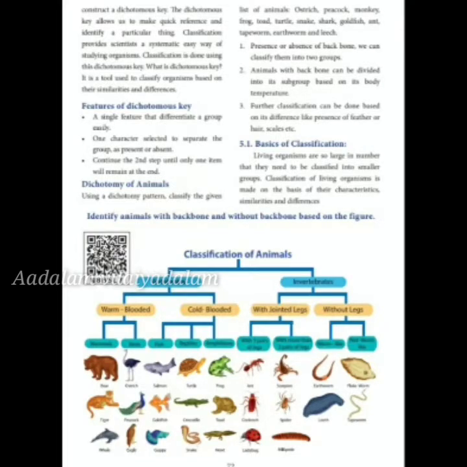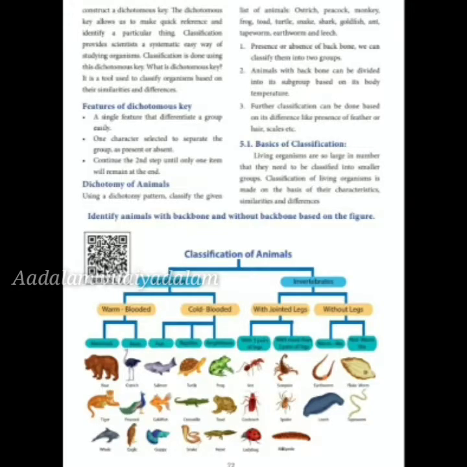Here you can see the classification of animals. How are they classified? Vertebrates and invertebrates, which have bone and which do not have bone. Then warm-blooded, cold-blooded. Joint legs, without joint legs. This is how the classification goes. Classification of animals is done on the basis of presence and absence of backbone. They are classified into 2 groups. Then those with backbone can be divided into warm-blooded and cold-blooded, and the classification further moves on.